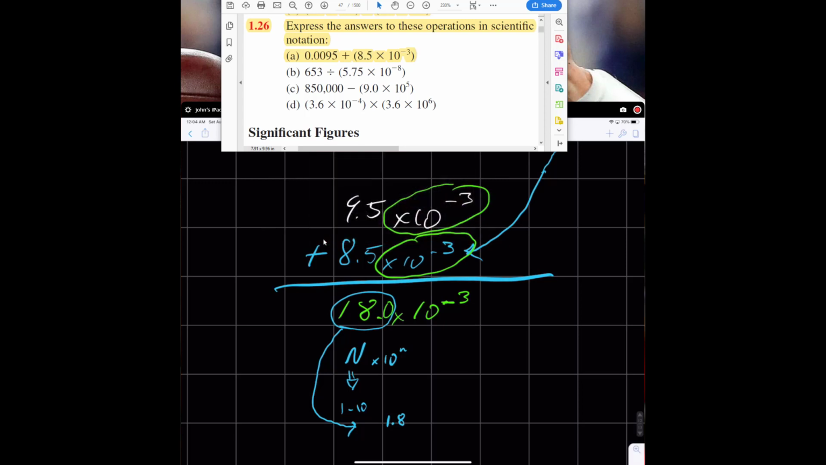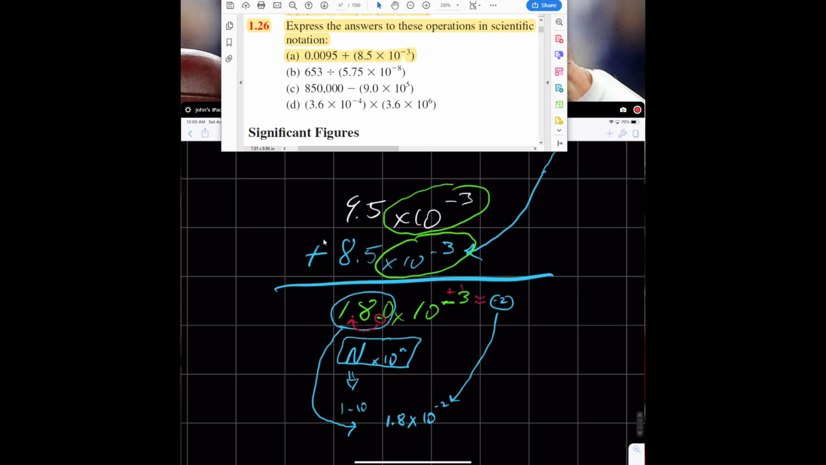So, since we moved this decimal here to the left 1, that means that we have to increase the exponent by 1. So we basically add 1. So negative 3 plus 1 gives us what? Negative 2, right? So that means our answer is 1.8 times 10 to the minus 2.